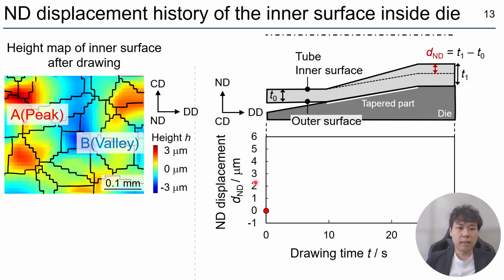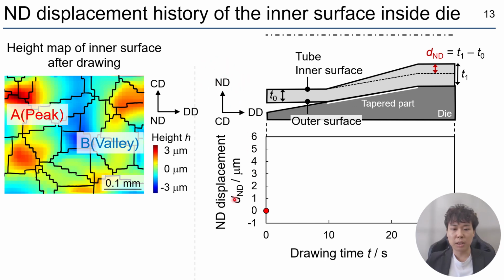Next, I evaluate the time evolution of inner surface roughening inside the die. This is the inner surface roughness after one pass. Position A became a peak, and position B was a valley. I plotted the time evolution of the ND displacement of the inner surface in each position. ND is the normal direction to the surface.